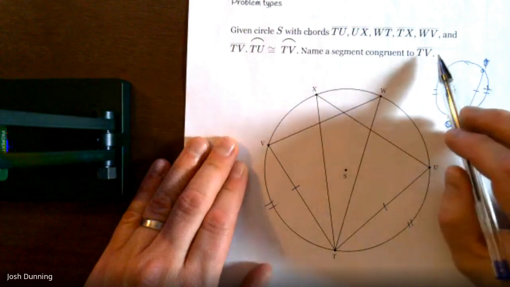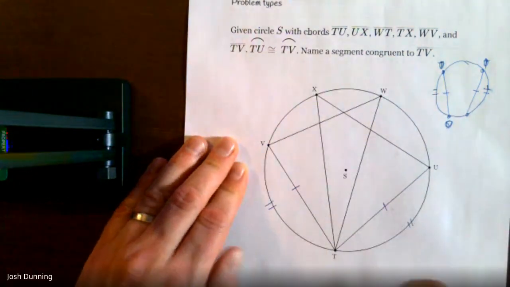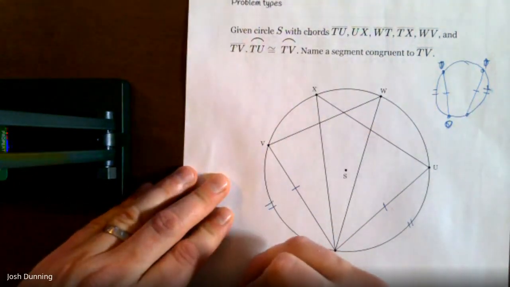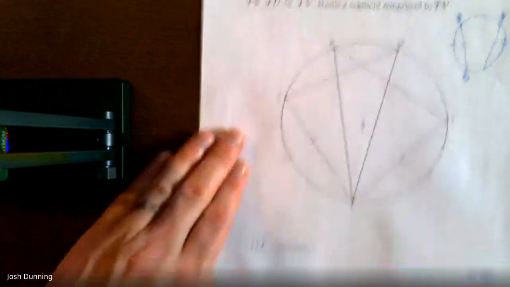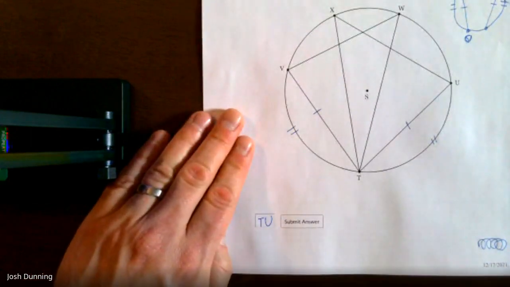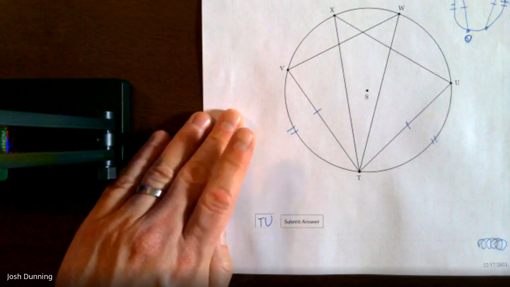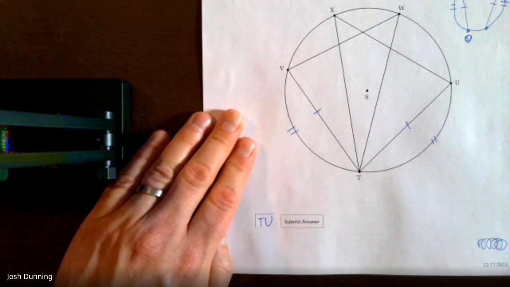So name a segment congruent to TV, TU. And all you got to do is type the letters in. Use capitals, or else it'll not mark it right, I think. It makes you use capitals. All right.